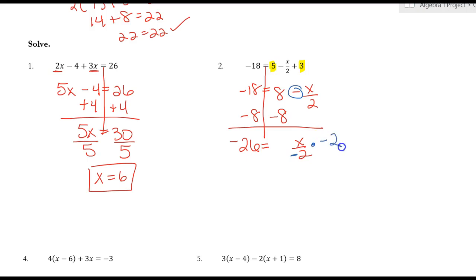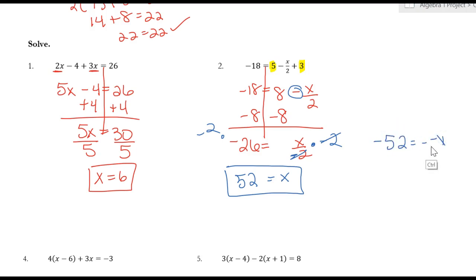So now I'm going to multiply by negative 2, and then my negative 2's are gone. And negative 2 times negative 26 is a positive 52. And that's it. If you wouldn't have moved it, you would have gotten a negative 52 is equal to negative x. Ooh, I don't know why I have so many negatives. And then you would have had to divide by negative 1, which you still get the same. I was just trying to make it so we had one less step to do.